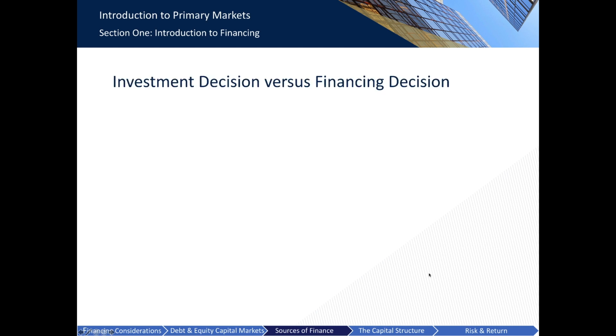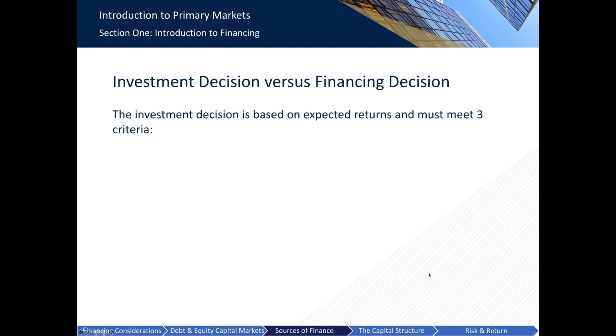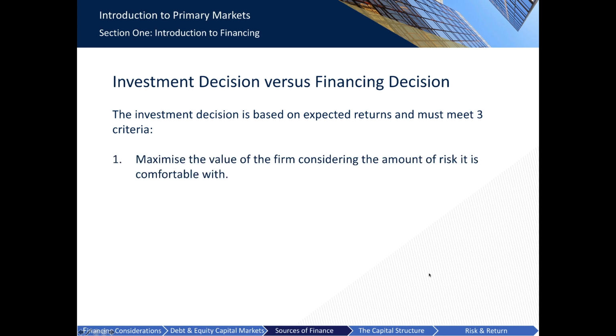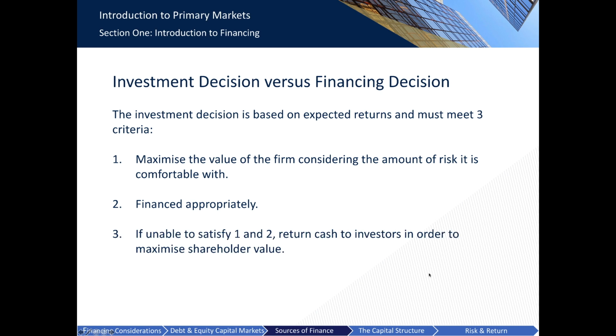Let's take a look at the investments decision versus the financing decision. The investment decision has to be based on expected returns and must meet three criteria. Firstly, does it maximise the value of the firm considering the amount of risk it is comfortable with? Secondly, is it financed appropriately? And thirdly, if it is unable to satisfy one and two, a company should return cash to investors in order to maximise shareholder value.